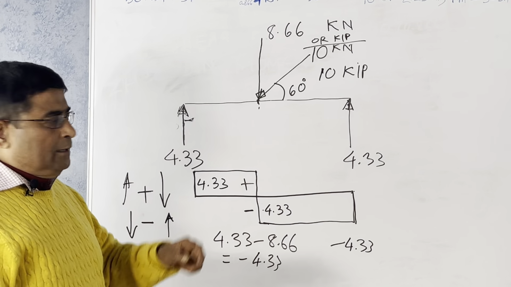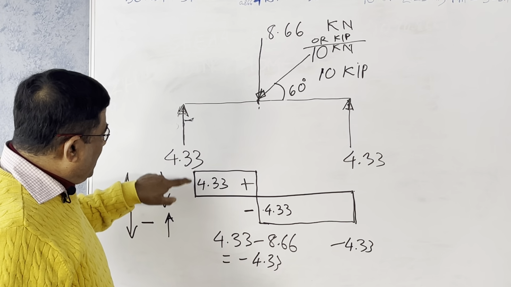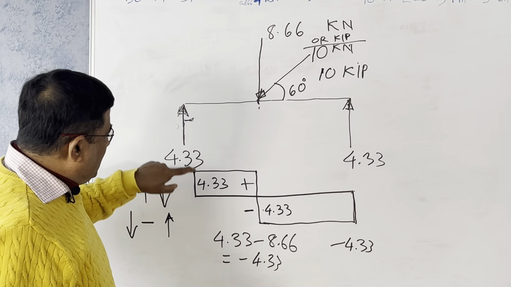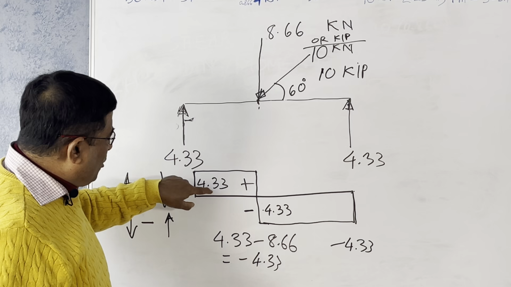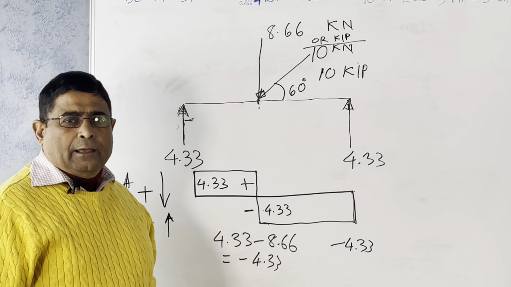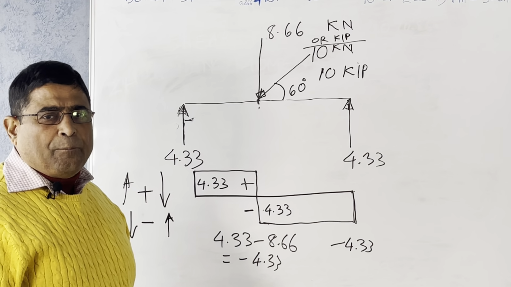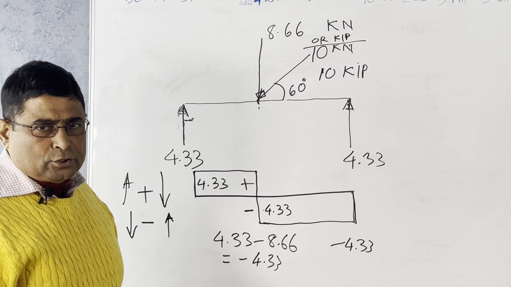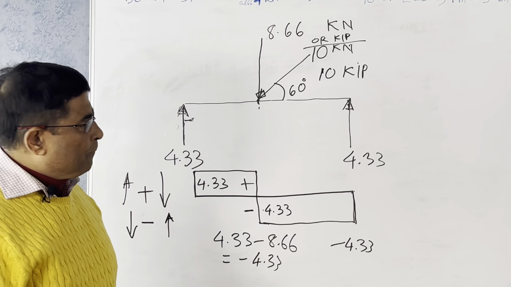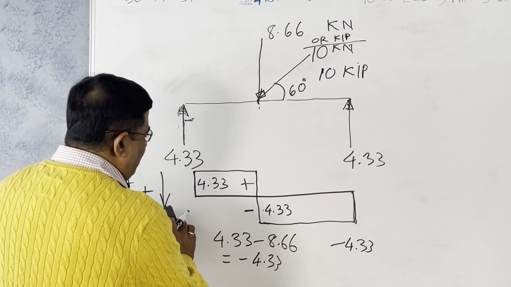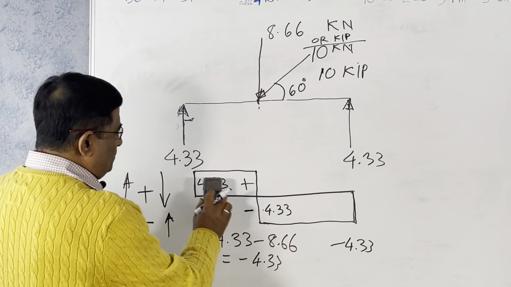So if you design this beam, the shear force diagram is there, and you have to design for 4.33, either kilonewton or kip, depending on your unit. Now let us draw the bending moment diagram.